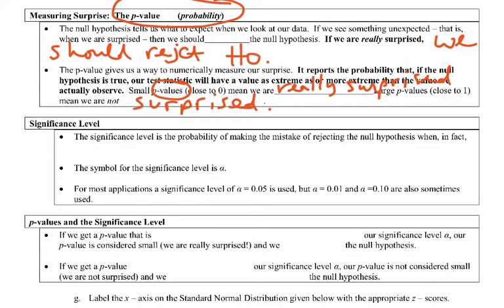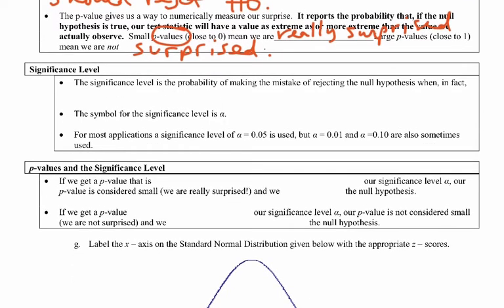How do we decide what's our cutoff for values that are surprising? That would be our significance level. The significance level is the probability of making a mistake, of rejecting the null hypothesis when in fact the null hypothesis is true.